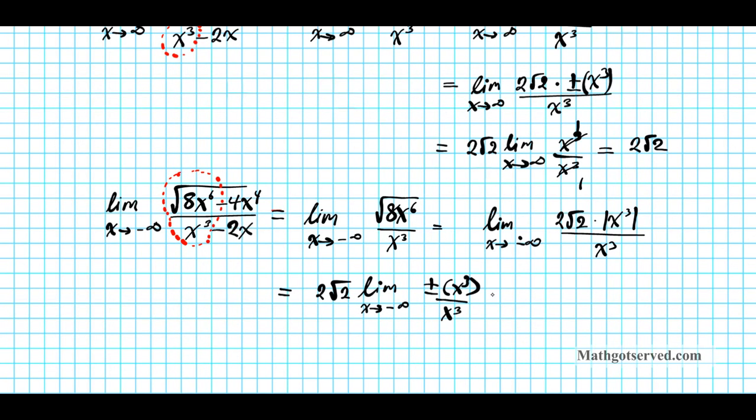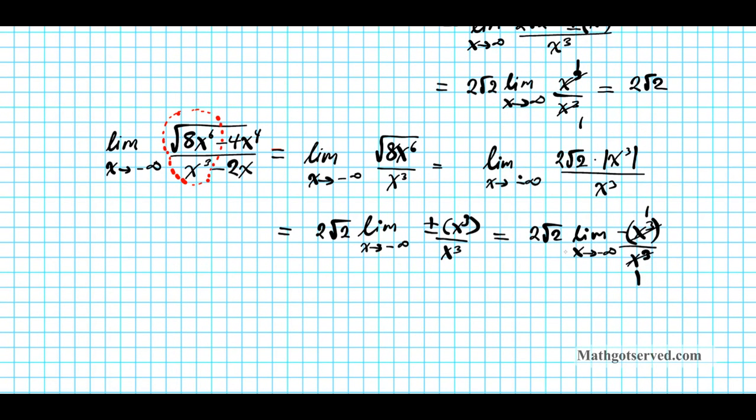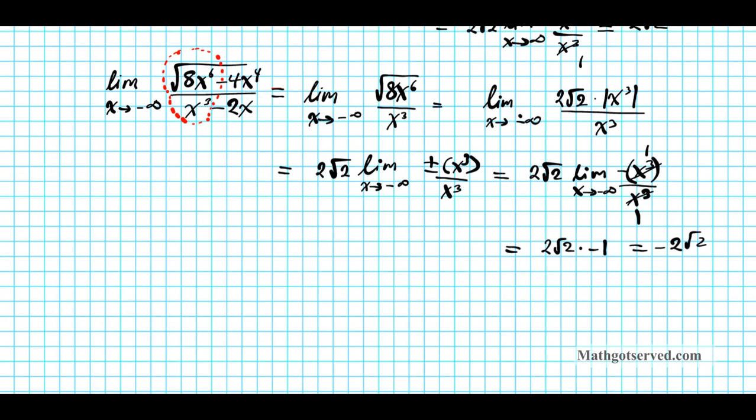Okay? Now since you're going to negative infinity, this absolute value is going to take the negative sign. So it'll be 2 root 2 times the limit as x approaches negative infinity of negative x to the third over x to the third. And you see that this divides out to negative 1. So our limit is simply going to be 2 root 2 times negative 1, which equals negative 2 root 2. Okay, so what does this tell us?